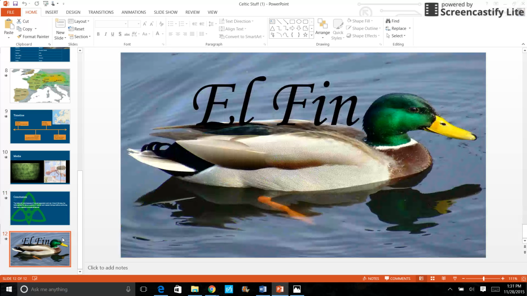At the end, they cleverly put in a duck with a little play on words. We're big on play on words in my class. We do a lot with puns, which help the kids to be able to use language. So think about the fin and think about the fin.